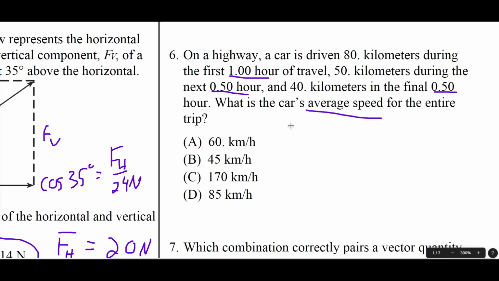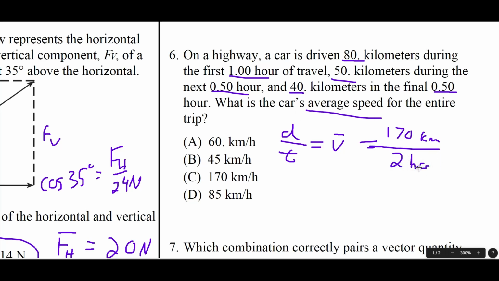Instead, we want to go with the simplest case and just do distance divided by time, right? My go-to is that if you can do distance divided by time, you should do distance divided by time. So that's what we're going to do here. The total distance is going to be 80 plus 50 plus 40, which is 170. And then we're going to divide it by 2 hours in order to get the speed of, there we go, 85 kilometers per hour.